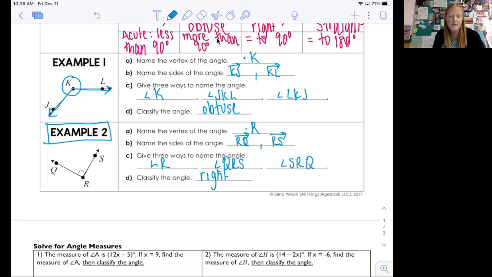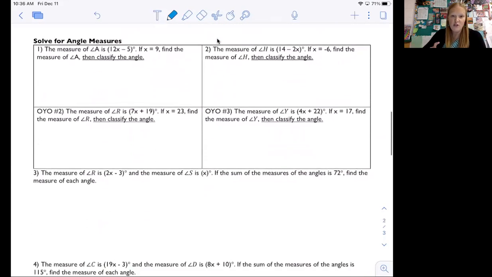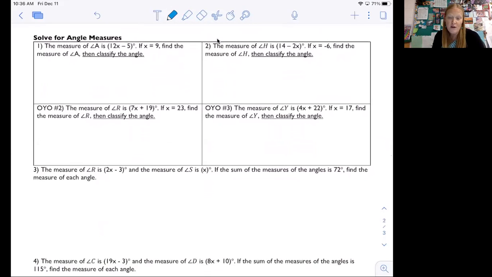Okay, cool. So when you get to those problems on the homework, refer back to the sheet if you made some mistakes. Okay, now let's use this information and a little bit of algebra and problem solving and solving equations to find some unknown angle measures. Okay, so number 1, the measure of angle A is 12x minus 5 degrees. If x is 9, find the measure of angle A and then classify the angle.